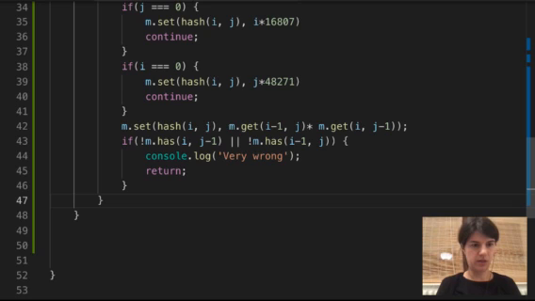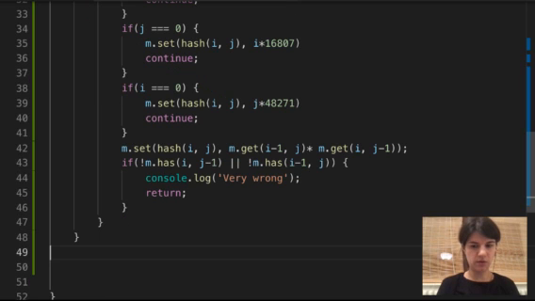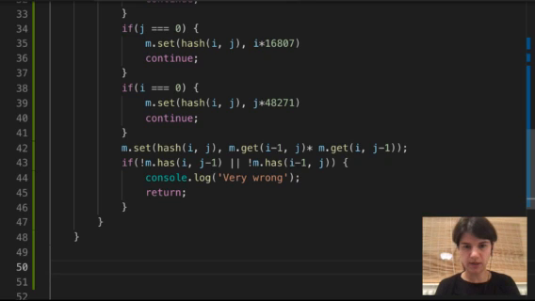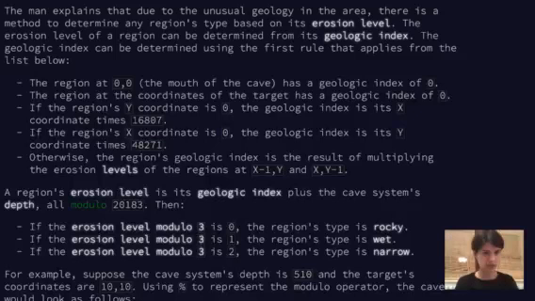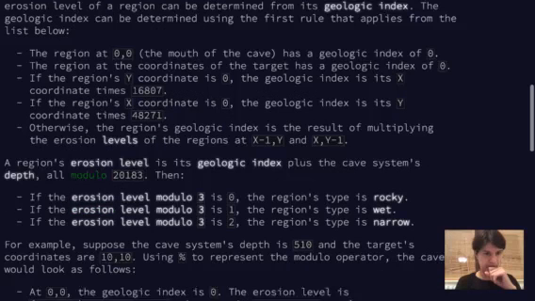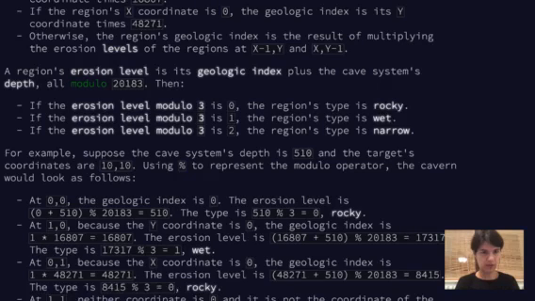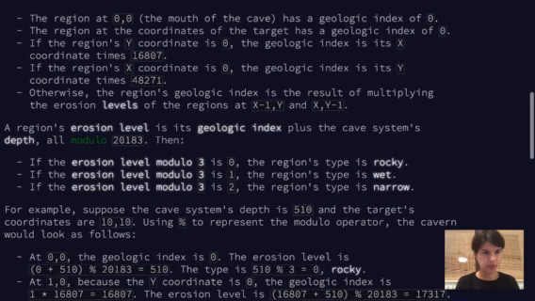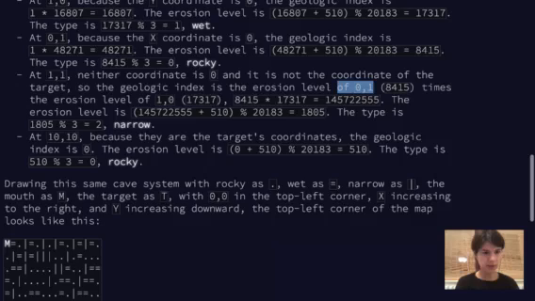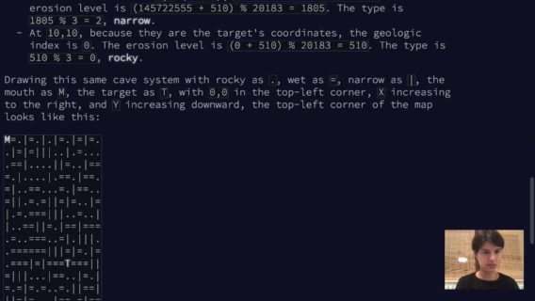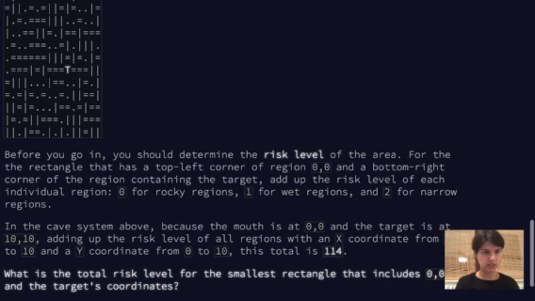Nice. And now all we want is the risk level, and the risk level was just the sum of all of them, I believe. So then we have to take everything modulo 3. Let me just check here. This was just, yeah, there's no modulo here, but then the erosion level is modulo 3. So we can draw that. Before you go in, you should determine the risk level of the area containing the part. Oh yeah, just add them up.